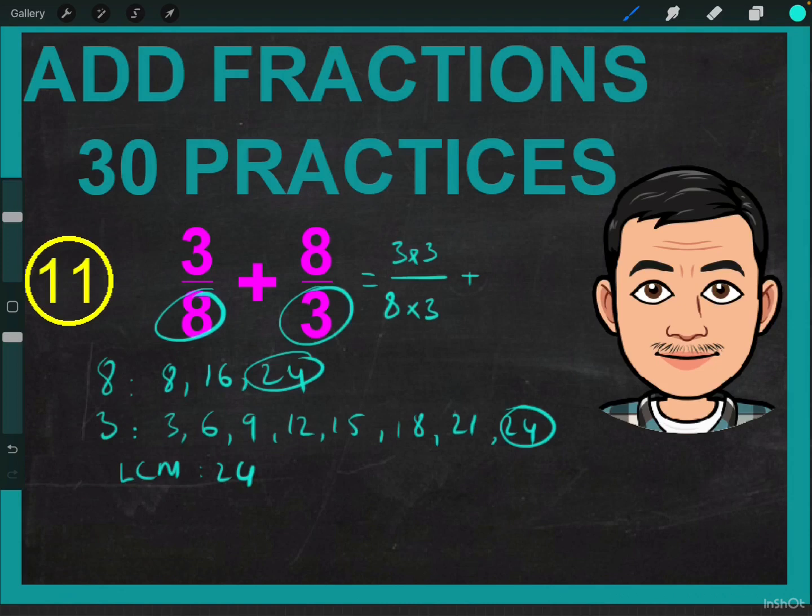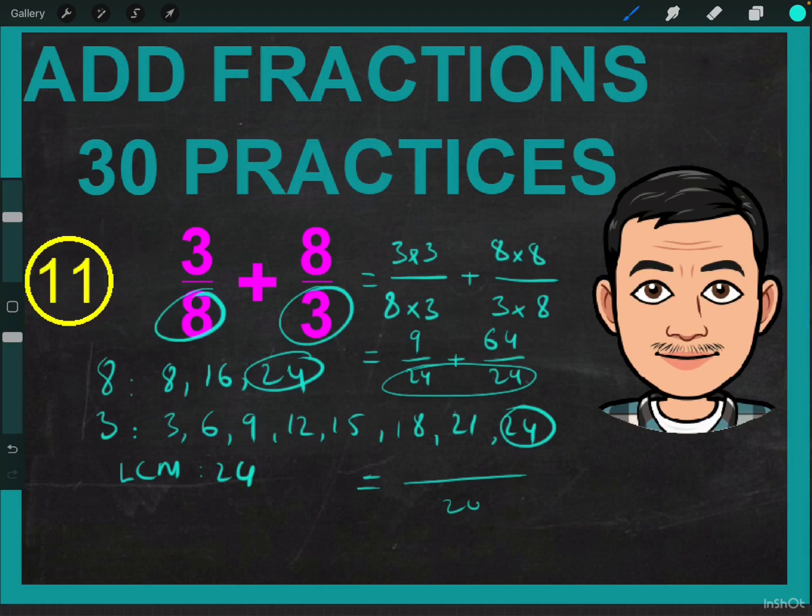For the second fraction, we will times 8 to both the numerator and the denominator. So for the first fraction, 3 times 3 is 9, 8 times 3 is 24. The second fraction, 8 times 8 is 64, and 3 times 8 is 24. So now the two fractions have the same denominator. We will go ahead and add 9 and 64. So we got 73 over 24 as the answer.